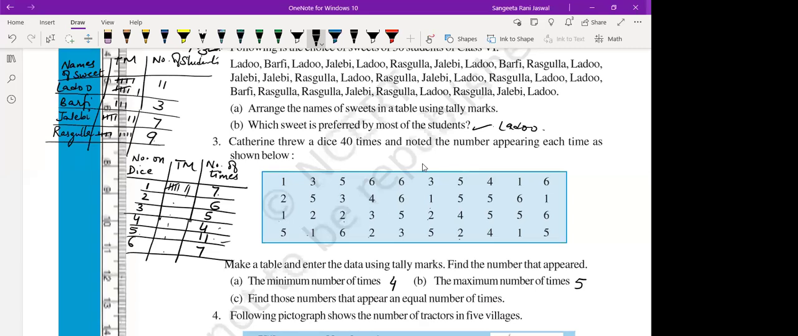Whom did I tell the next? Adya, say the next one. Find those numbers that appeared an equal number of times. Which number appeared an equal number of times? Ma'am, 1 and 6. Okay. Good.